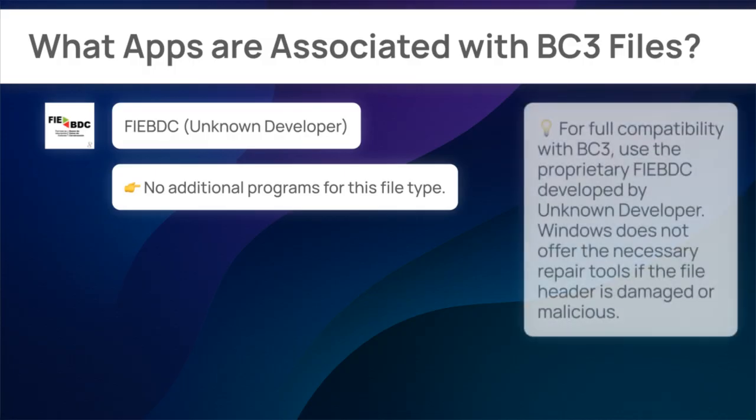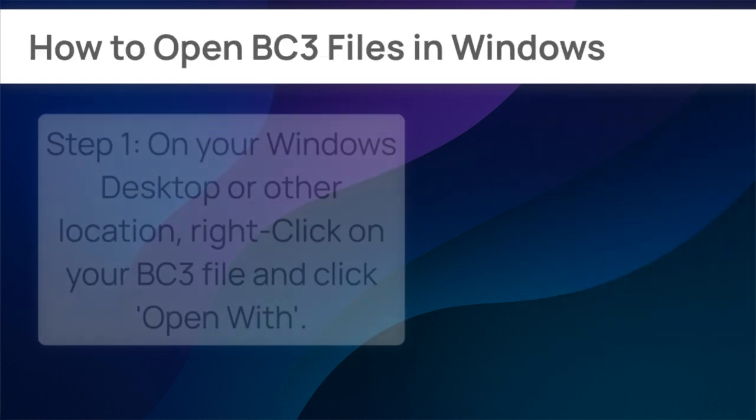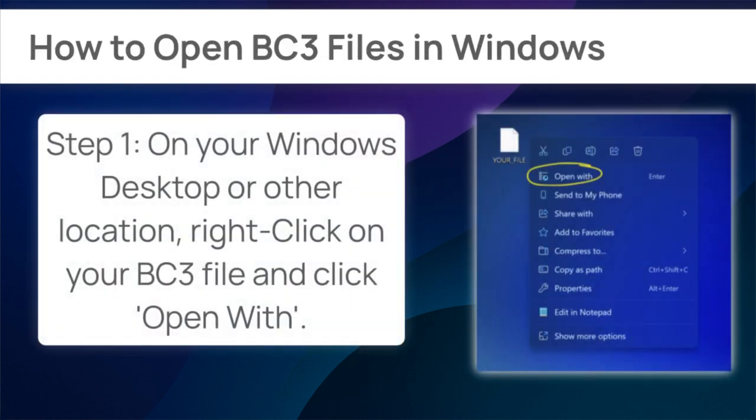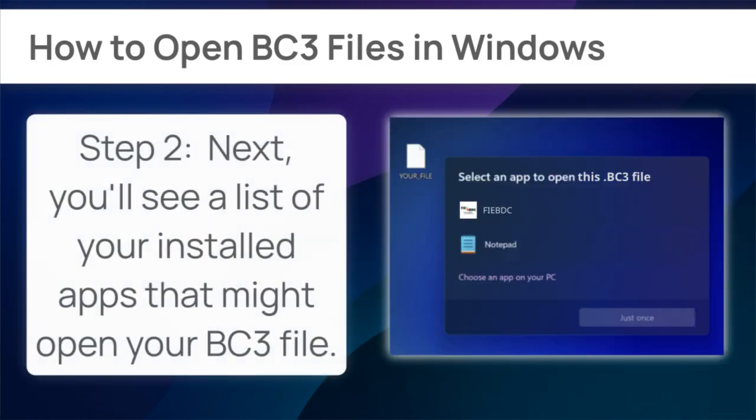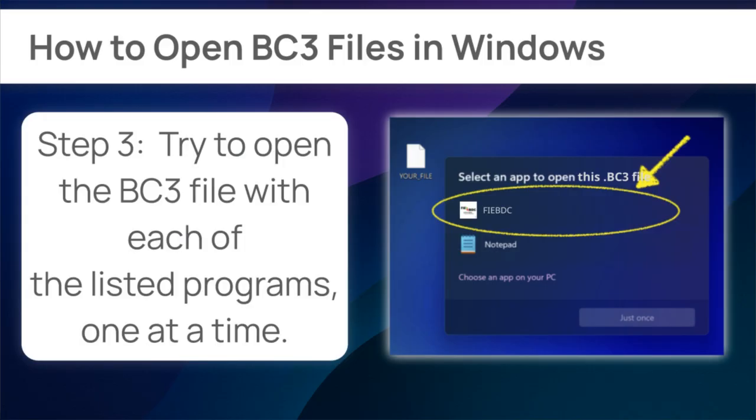Improper handling in Windows can corrupt the underlying system files severely. Windows lacks the ability to interpret domain-specific data, so specialized applications are necessary. We need to identify a functional opener, right-click the BC3 file and choose Open With. Prioritize FIEBDC if it shows up. If it is not there, choose any other application. The right one is out there.